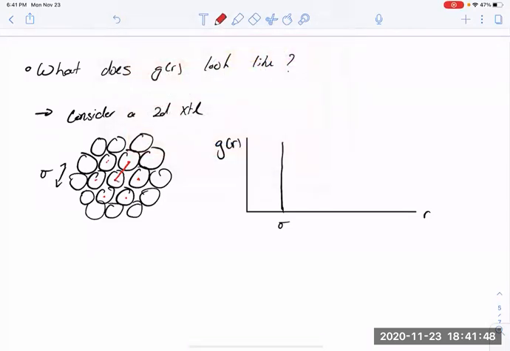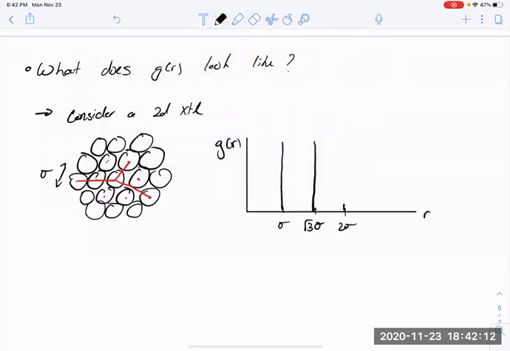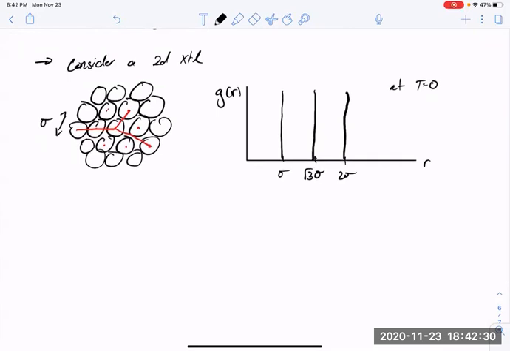Next, I'll go out, not find anything, until I get a second nearest neighbor, which geometrically you could work out would be at square root of 3 times sigma. Then I could look at next nearest neighbors, which are 2 sigma away. And again, nothing in between. And this pattern would go on and on and on forever. This would be at some really low temperature where particles don't even oscillate around some potential minima.